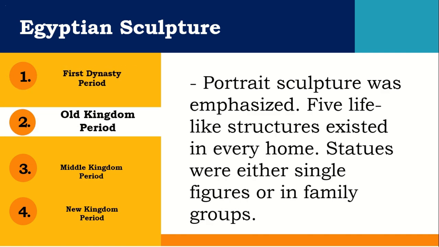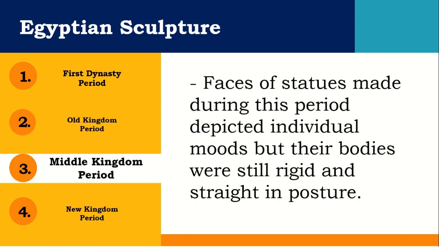The next one is the Old Kingdom period. Portrait sculpture was emphasized. Five lifelike structures existed in every home. Statues were either single figures or in family groups. The third one is Middle Kingdom. Pieces of statues made during this period depicted individual moods, but their bodies were still rigid and straight in posture.